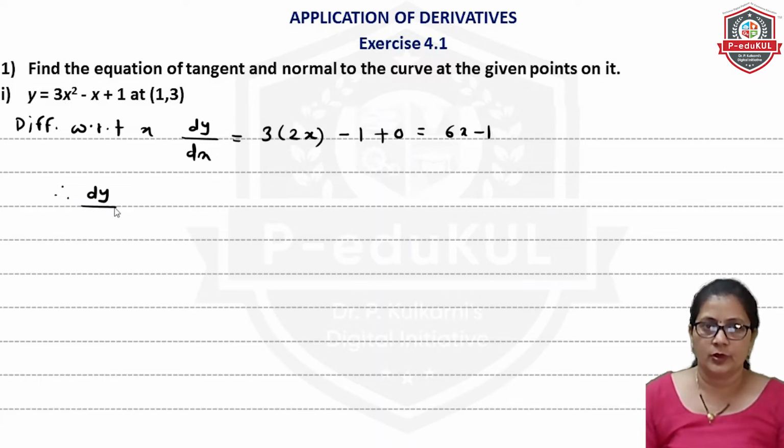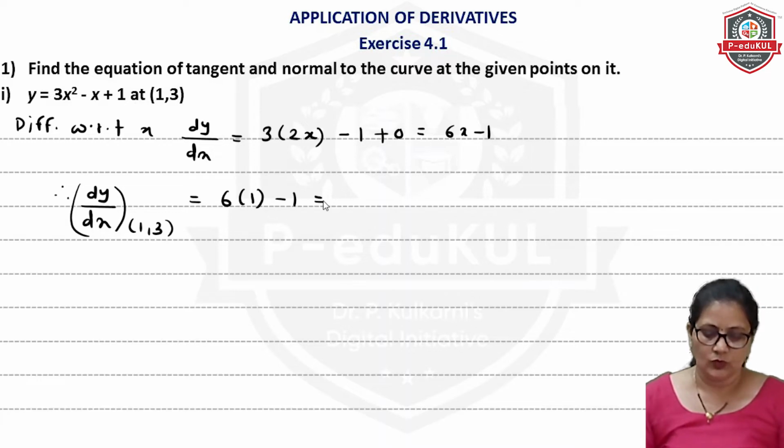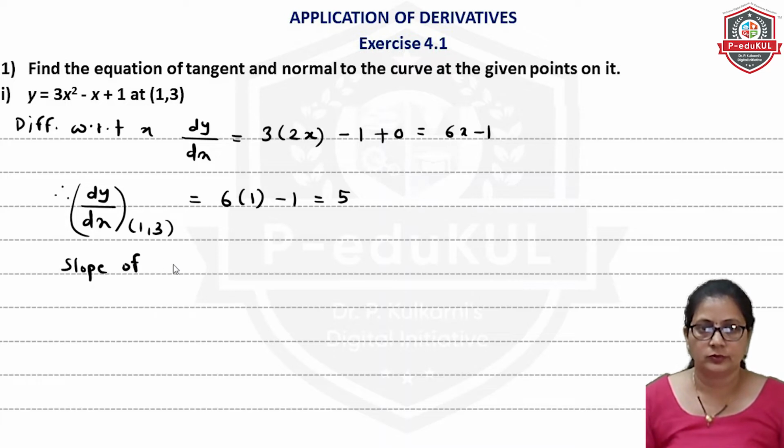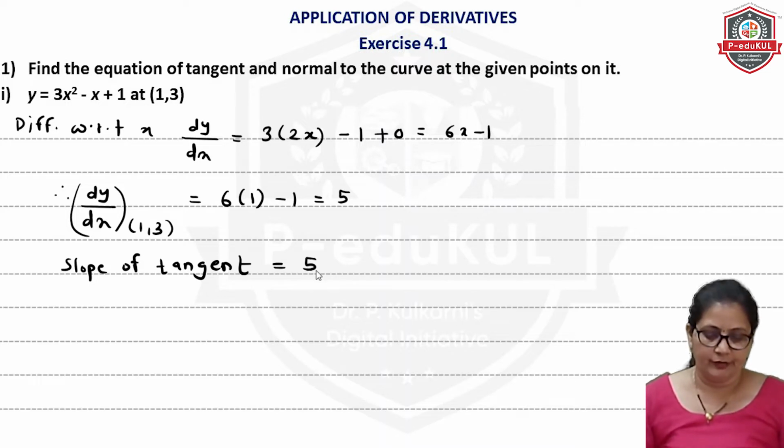Therefore, dy by dx at 1, 3, that will be 6 into 1 minus 1. So this will be 5. So now as I said, dy by dx is equal to what? Slope of the tangent. So that I'll write it here. Slope of tangent will be 5.